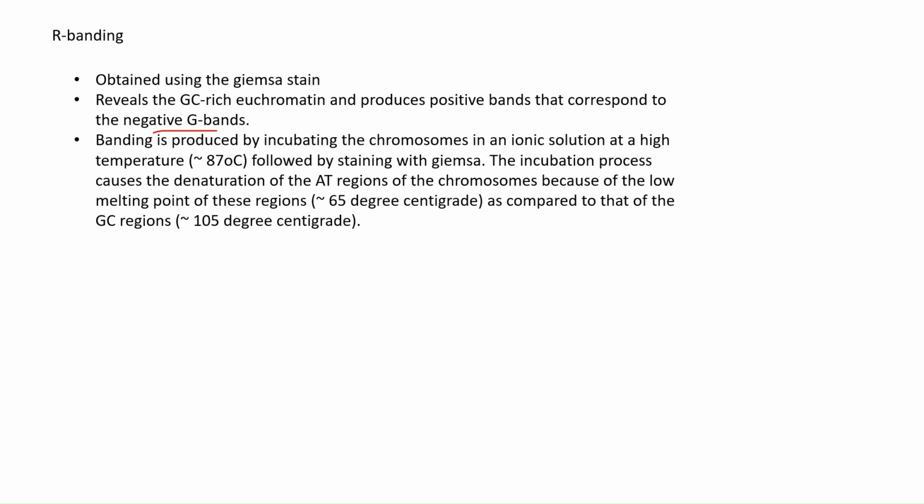So for this banding, the chromosome is pre-treated in an ionic solution at high temperature. Because of high temperature, the AT region becomes denatured, and hence what remains is only the GC rich euchromatin. So R banding is for GC rich euchromatin.